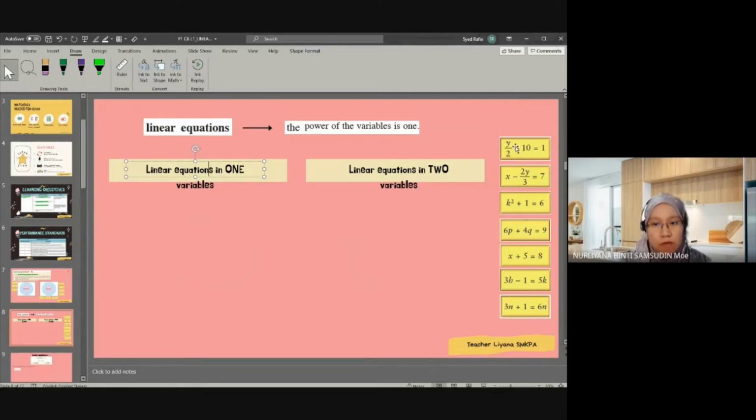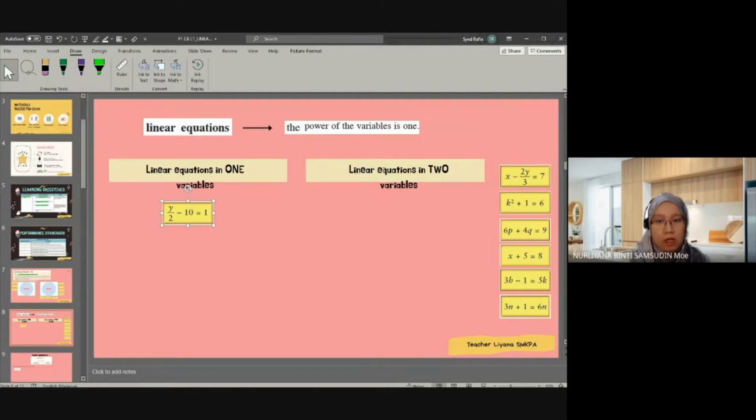So what is the power of y here? Is it 1? Is it 2? Or is it 3? What is the answer there? In this example, the power of y is 1, and the variable is 1. So it is a linear equation in one variable.